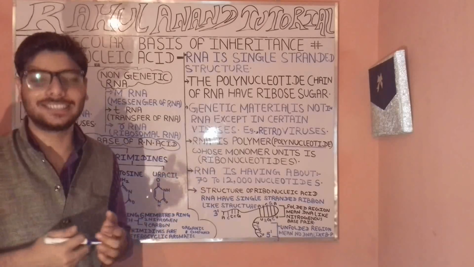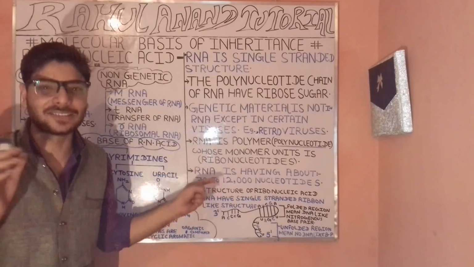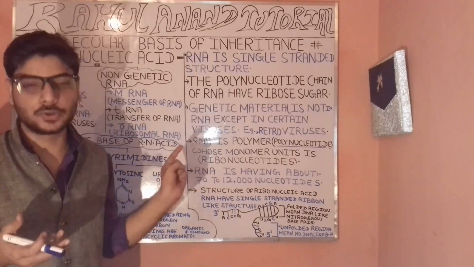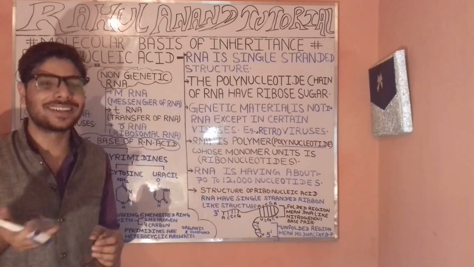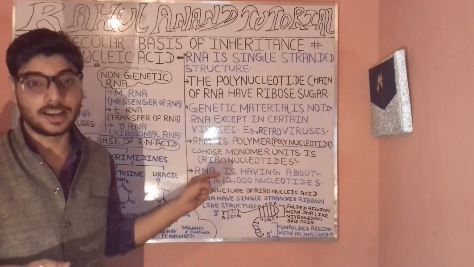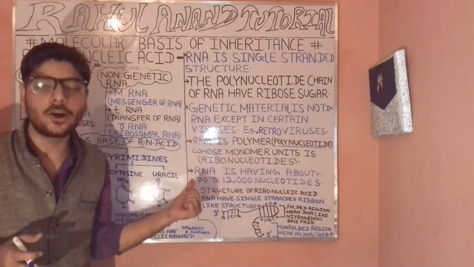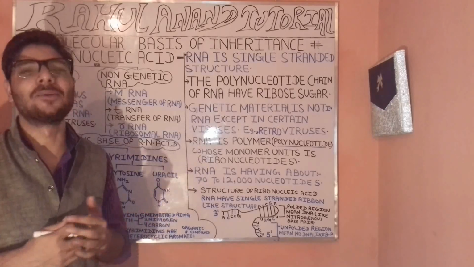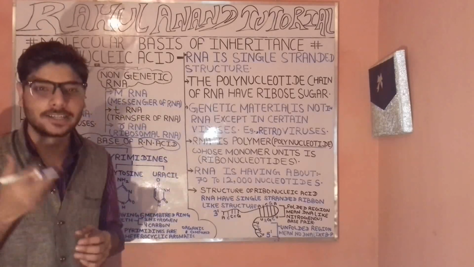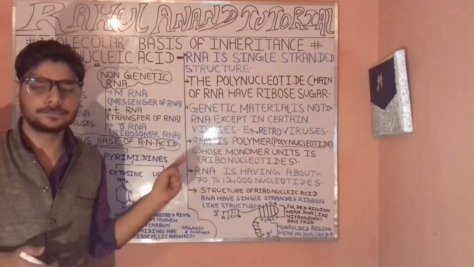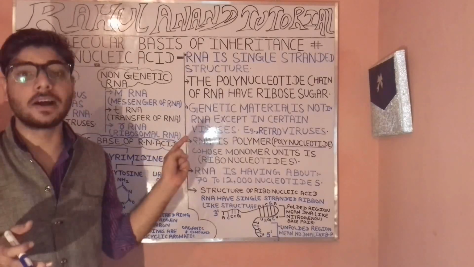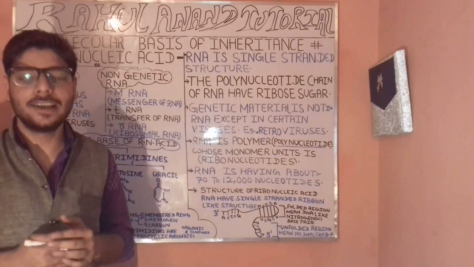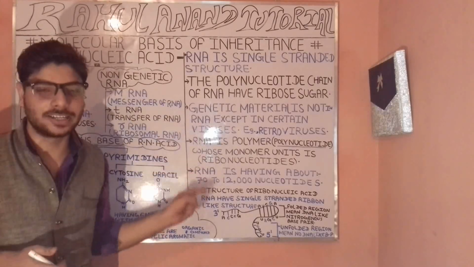So RNA is not generally the genetic material. But in the case of viruses such as retroviruses and the HIV virus, it comes under the genetic material case. The second case is that RNA often has certain parts, and the non-genetic RNA is the mRNA, the messenger RNA, the tRNA, as well as the ribosomal RNA.